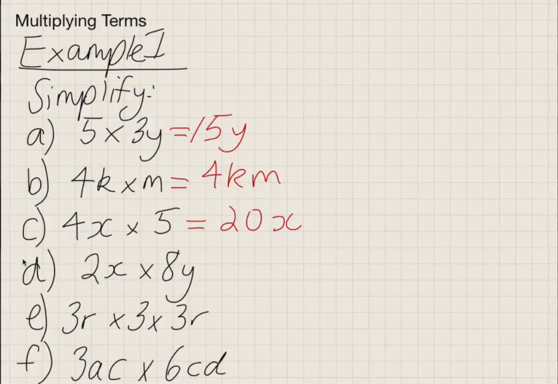Part D, 2x times 8y. We multiply the numbers together. 2 times 8 gives 16. And we can write the letters in alphabetical order. So 16xy.